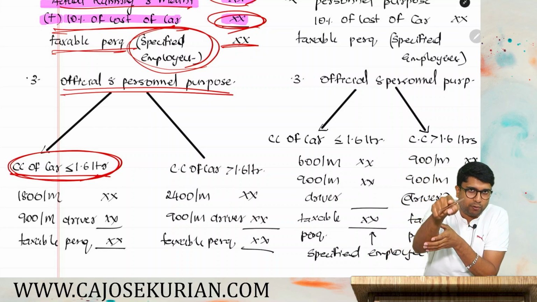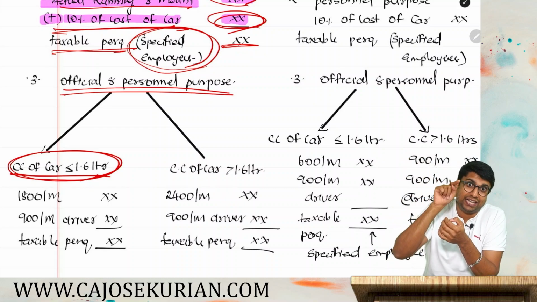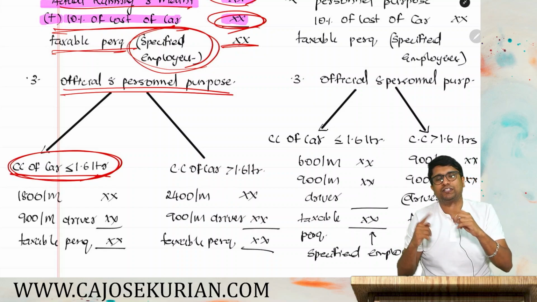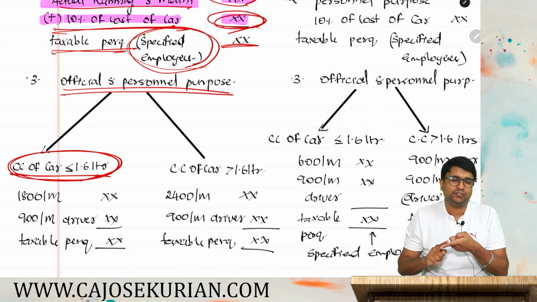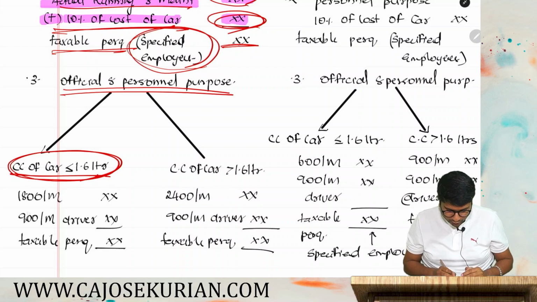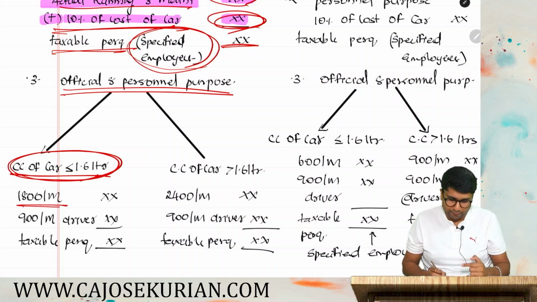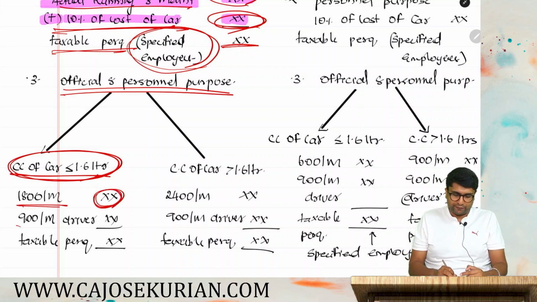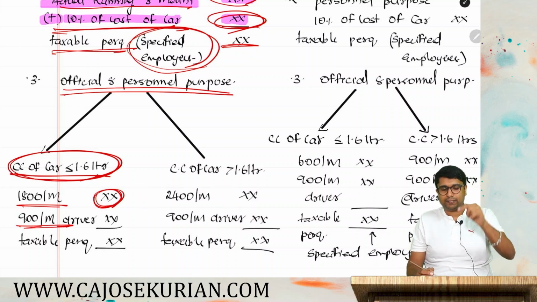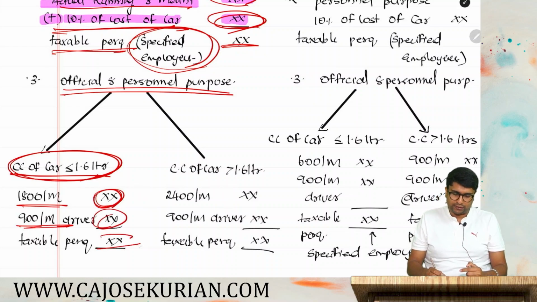Car is owned by the employer. Maintenance and running charges met by the employer. Car is used for official as well as personal purpose. And the cubic capacity of the car is less than or equal to 1.6 liters. You consider 1,800 per month as the perquisite value. If a driver is also there, consider an additional 900 per month as the perquisite value. This is what the department says.